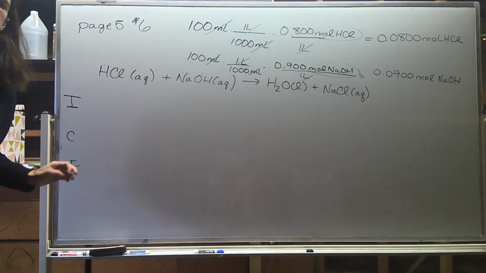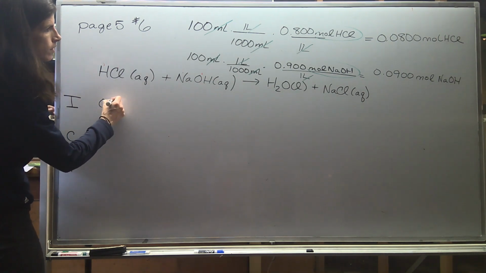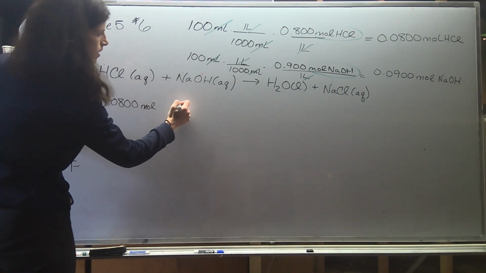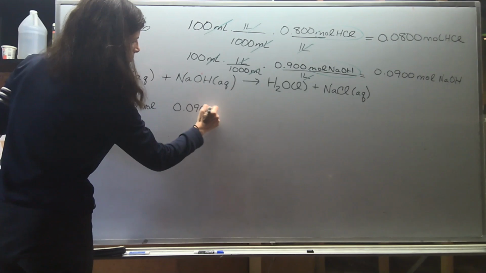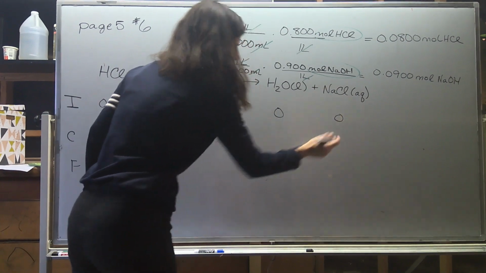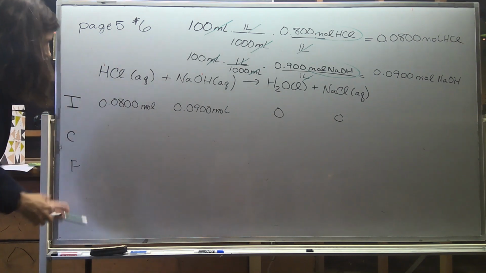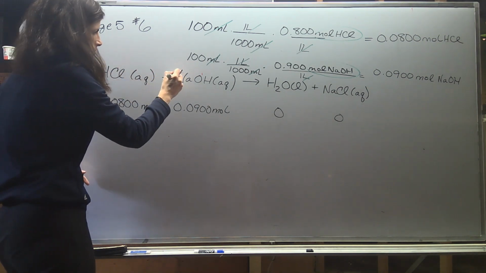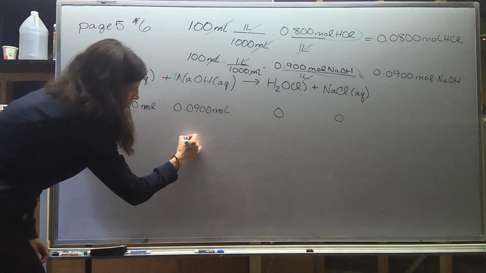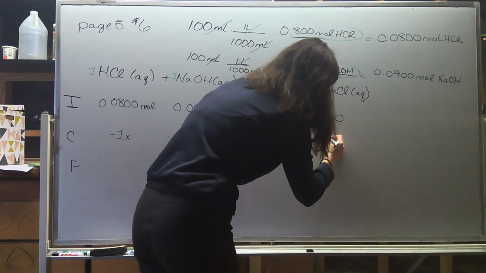Now that we have the moles, we can put them into our ICF table. So 0.0800 moles of hydrochloric acid and 0.0900 moles of sodium hydroxide. Initially, there's no water and there's no sodium chloride in the reaction mixture. This has a coefficient of 1. That's understood. So we'll do minus 1x, plus 1x, and plus 1x.